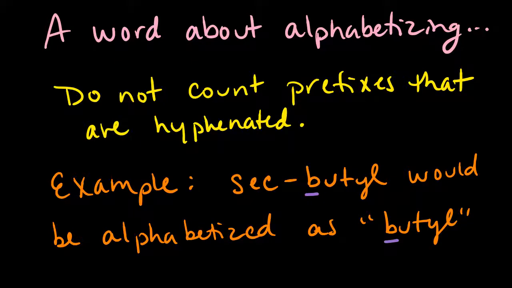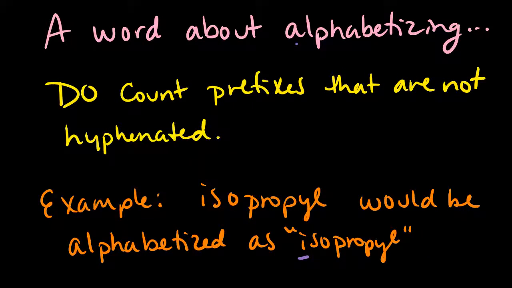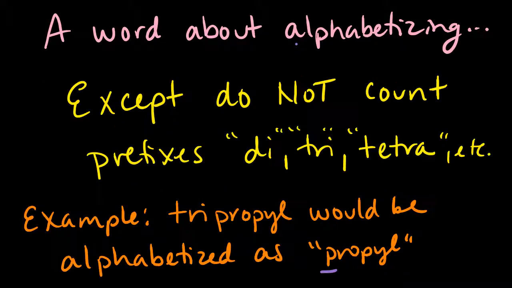There are a few rules that you need to consider when you're alphabetizing. The first of those is that you do not count prefixes that are hyphenated. So for example, sec-butyl is a hyphenated substituent, and so we do not actually pay attention to the SEC part. We alphabetize it based on the B. However, something like isopropyl is different because it is not hyphenated, so we actually alphabetize it based on the I. We also do not count prefixes like di, tri, or tetra. So tripropyl would just be alphabetized based on the P.